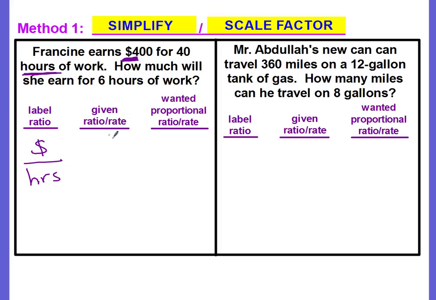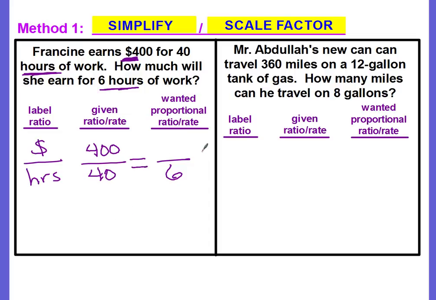So the second ratio, or rate, is going to be what we're given. We're given $400 for 40 hours. So the money goes in the numerator. That's what the label ratio tells us. So the 400 goes in the numerator, the hours goes in the denominator, and it's 40 hours. Then this third ratio is going to be our wanted proportional, what we're changing. Okay, we're changing to 6 hours, so we're going from 40 hours to 6 hours. So the 6 goes in the denominator because that's what the label ratio says. And it's the dollar amount that we're looking for. We want to keep this proportional or equal, so we put our equal sign.